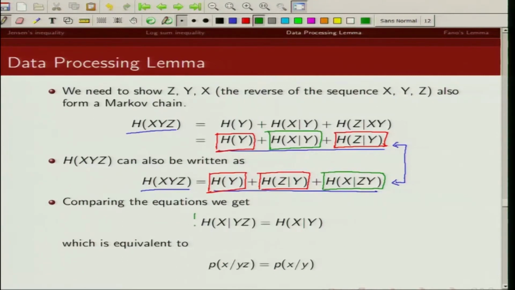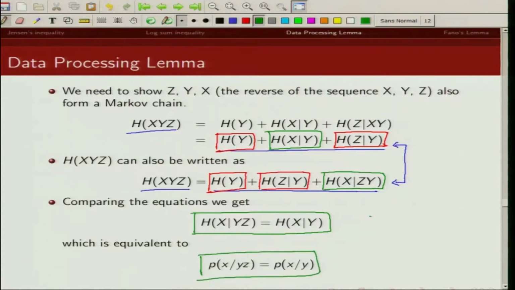So in other words, uncertainty in x given yz is the same as uncertainty in x given y, and this is true when, in terms of probability, I can write probability of x given yz is the same as probability of x given y. So when is this true? This is true when z, y and x form a Markov chain. So in that case probability of x given yz will only depend on probability of x given y.